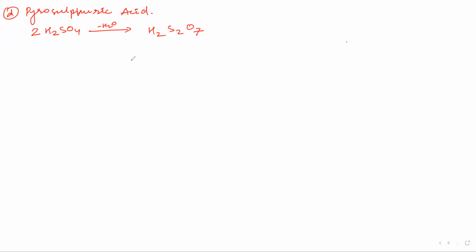Now we have to find the structure of oxy acids of sulfur with two central atoms. Let's write a point here: structure of oxy acid of sulfur with two central atoms. Since here also, in pyrosulfuric acid, we have two central atoms. Now, there are three cases.